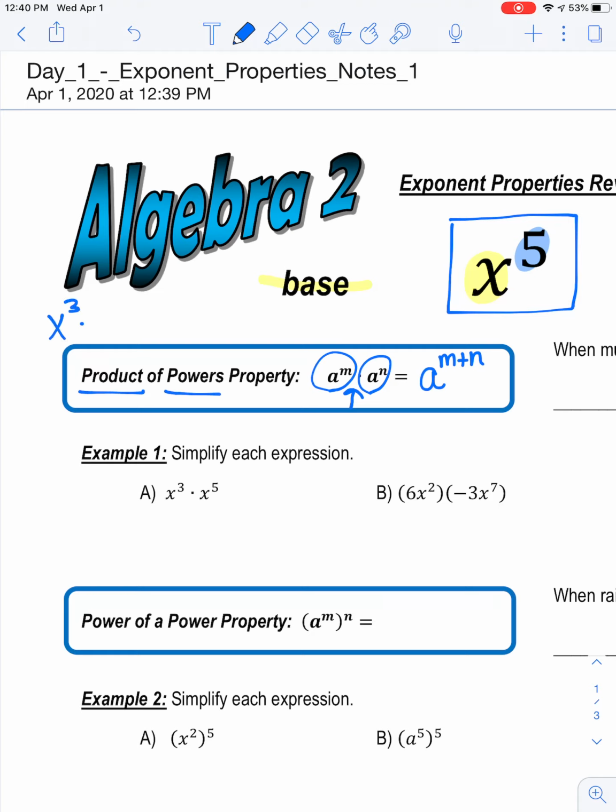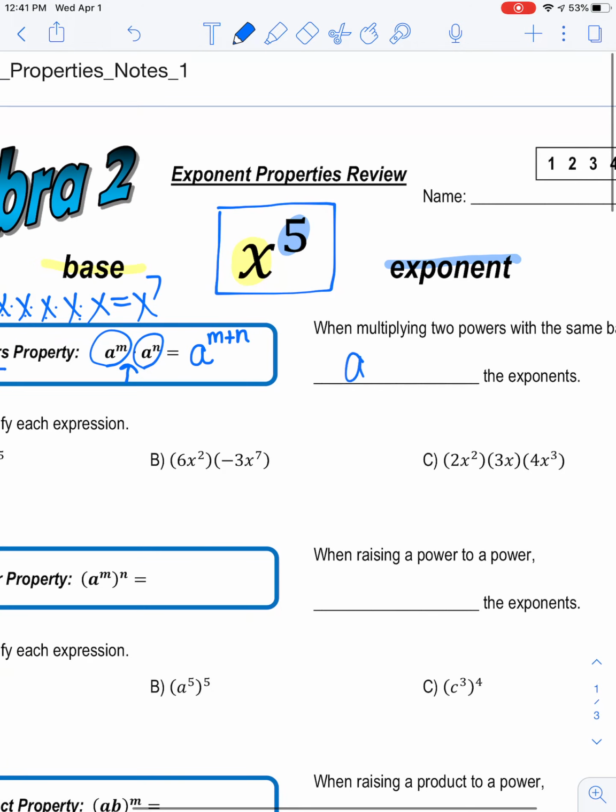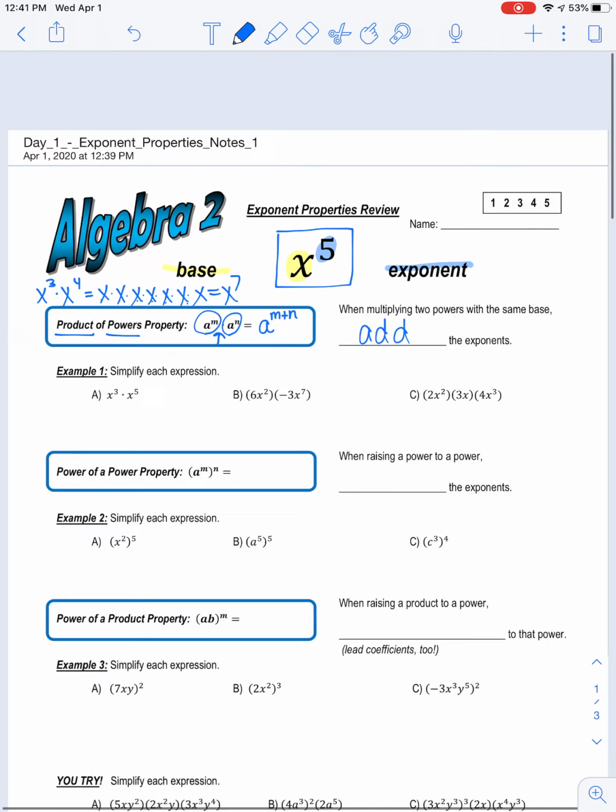Now, to show you an example with some numbers for the exponents, if I have x to the third times x to the fourth, we know x to the third power is x times itself 3 times, and x to the fourth power is x times itself 4 times. So you end up with x times itself how many times? 7. And how can we get that 7? By adding the 3 and the 4. So in words, when multiplying two powers with the same base, we add the exponents.